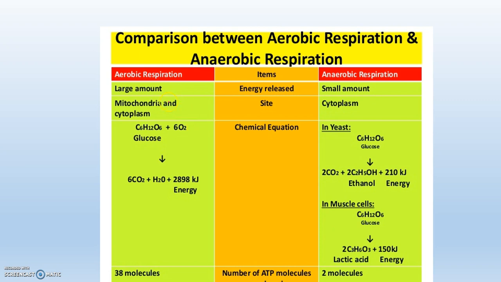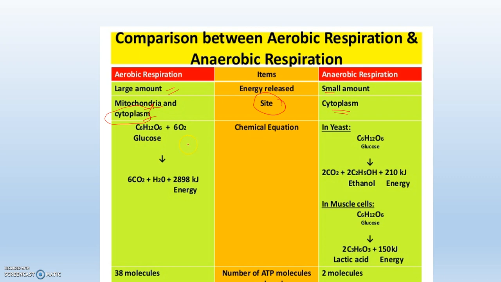So what about the energy released? A large amount of energy is released in aerobic respiration, and a small amount in anaerobic. What is the site? Mitochondria and cytoplasm. The first half is in the cytoplasm, and after that all the other reactions take place inside the mitochondria. Anaerobic respiration takes place only in the cytoplasm. You do not need fancy places like the mitochondria to go to.